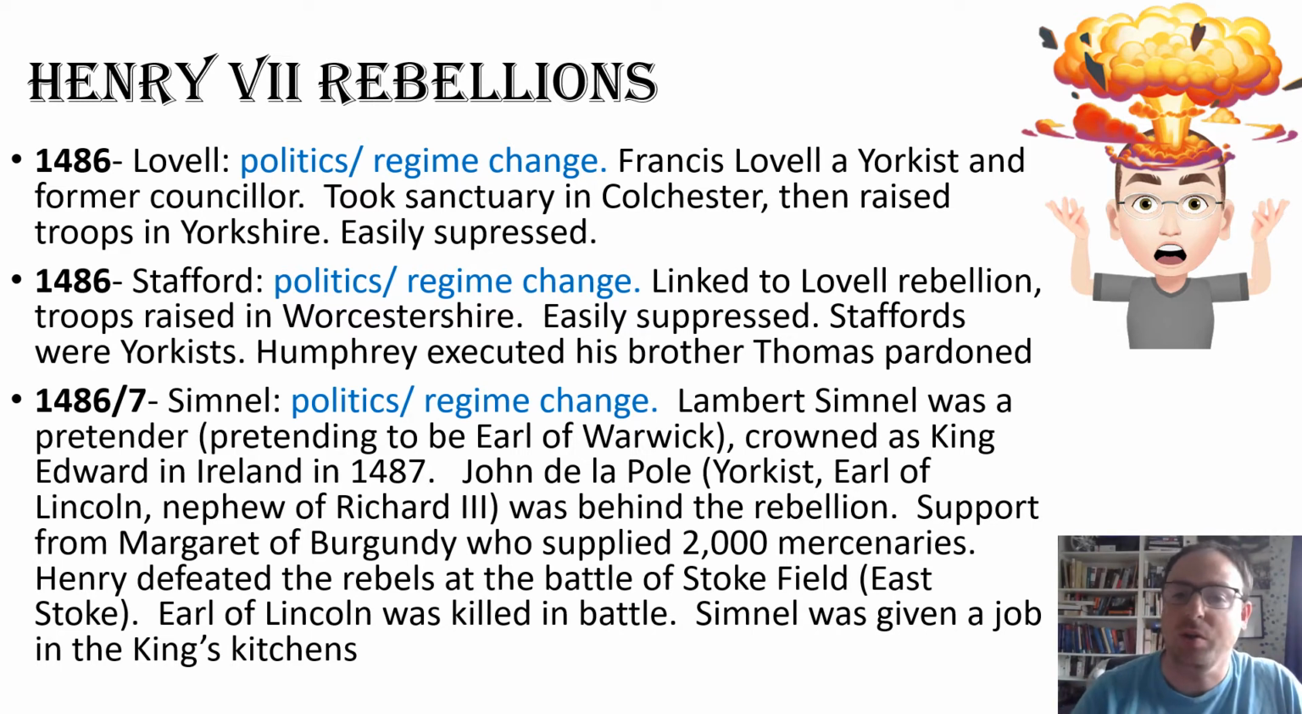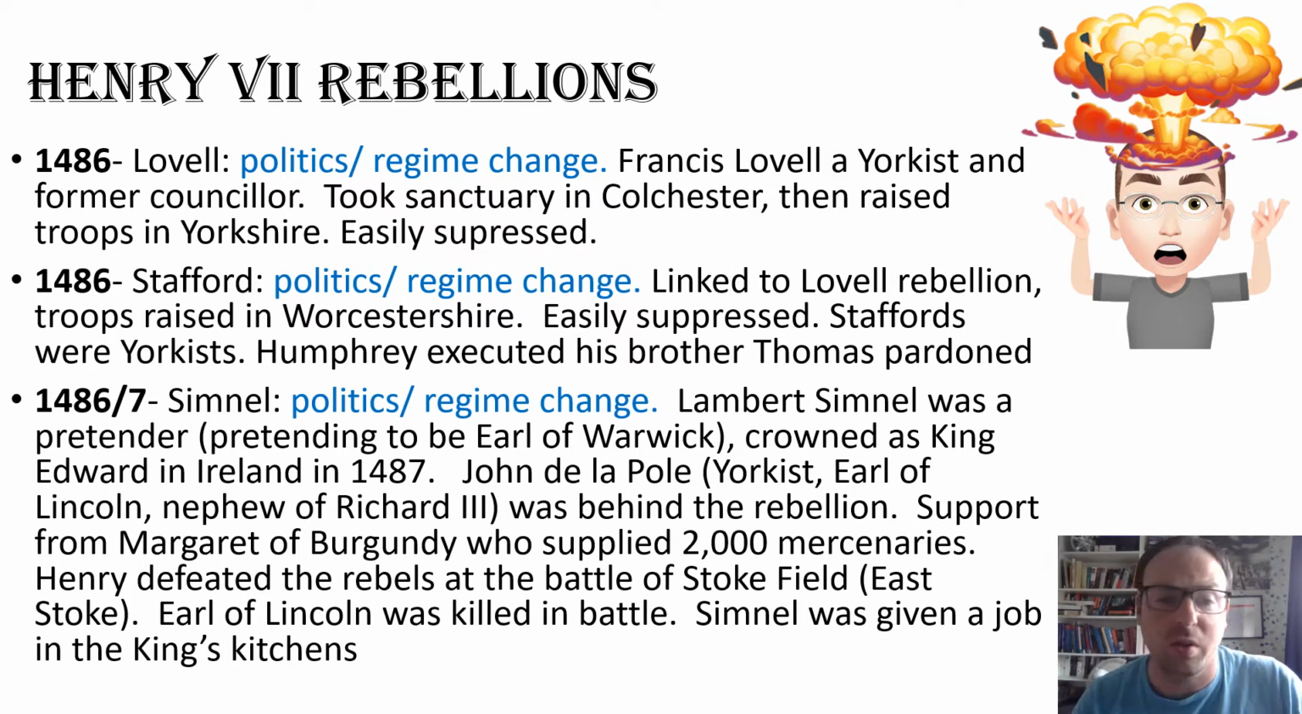Again, this is about politics and regime change. Francis Lovell was a Yorkist and former councillor of Richard III. He took sanctuary in Colchester and then goes to Yorkshire, and he raises troops. Essentially, he's looking to attack Henry as he travelled on a progress. The rebellion is fairly easily suppressed. It is connected to another rebellion in the same year.